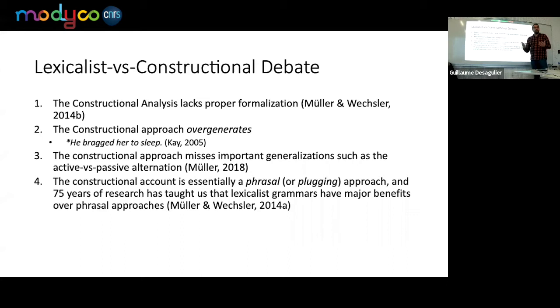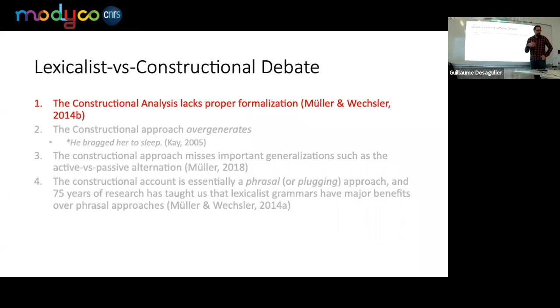And then they show that doesn't work. Okay, if that is what you're doing, they tried this with generalized phrase structure grammar. They tried similar things with HPSG. It doesn't work. You need lexicalism. Okay, so we'll go through these criticisms one by one.